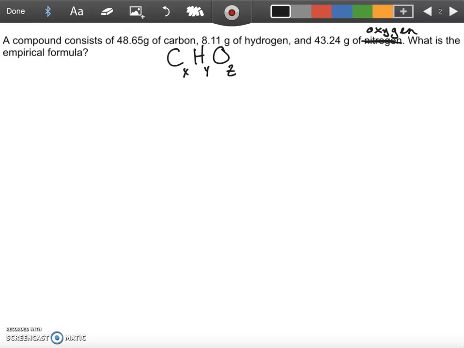Because remember, these numbers down here are mole amounts, and we were given the grams. So guess what we're going to have to do to those grams, ladies and gents? Convert them to moles. And that is going to be the beginning step into determining the empirical formula for this substance here. Alright, let's start with carbon.